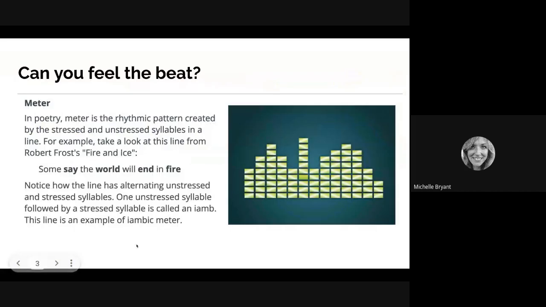It says, some say the world will end in fire. Let me read that again, but this time I'm going to clap it out. Some say the world will end in fire. Did you notice that I clapped on the bold words? That's because those words I hit a little harder than the other ones. In poetry, it should have sort of a da-na, da-na, da-na, da-na type of beat. Again, not all, but this is what we call iambic meter. It's the most commonly used type of poetry meter. And it's what makes poetry special and unique.